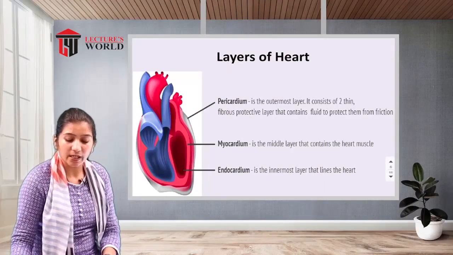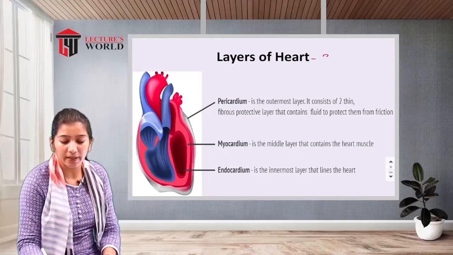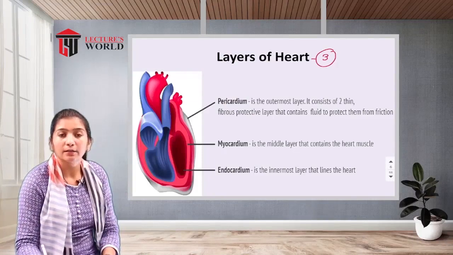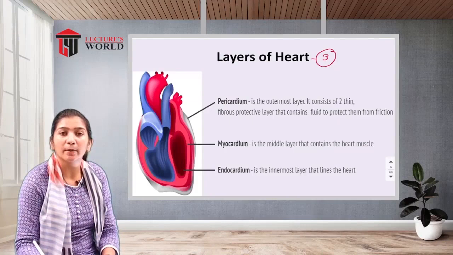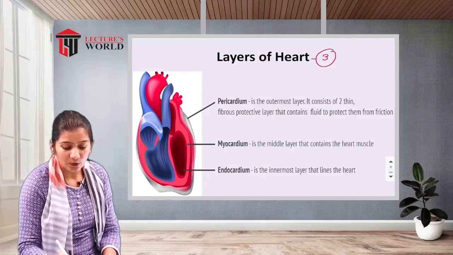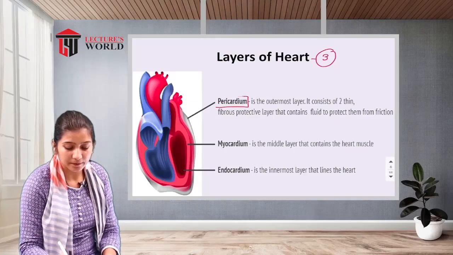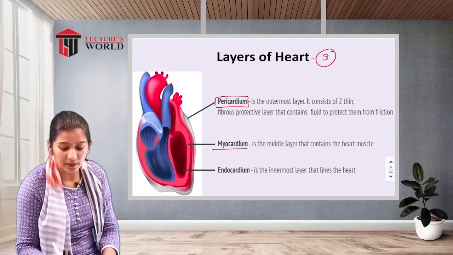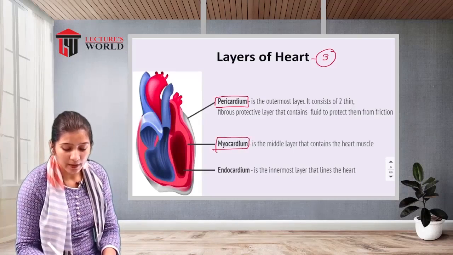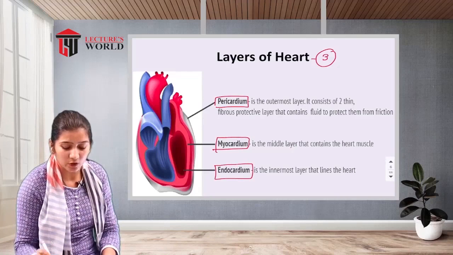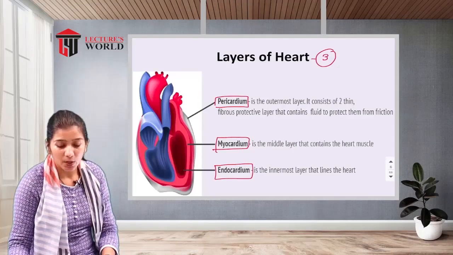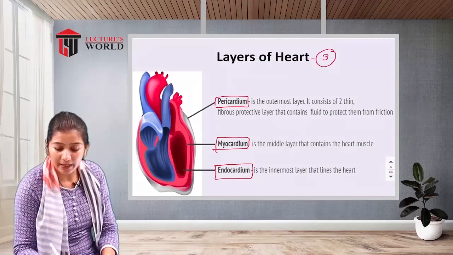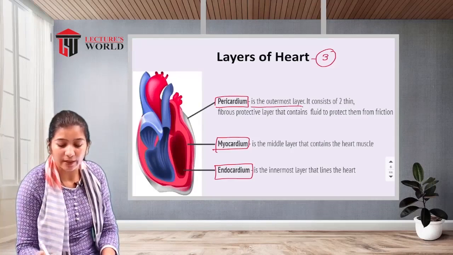So you can see there are mainly 3 layers of the heart. The heart is made up of the 3 muscular layers. First is a pericardium. The middle one is known as a myocardium, and the innermost layer is known as an endocardium. So what is a pericardium? Pericardium is the outermost layer.